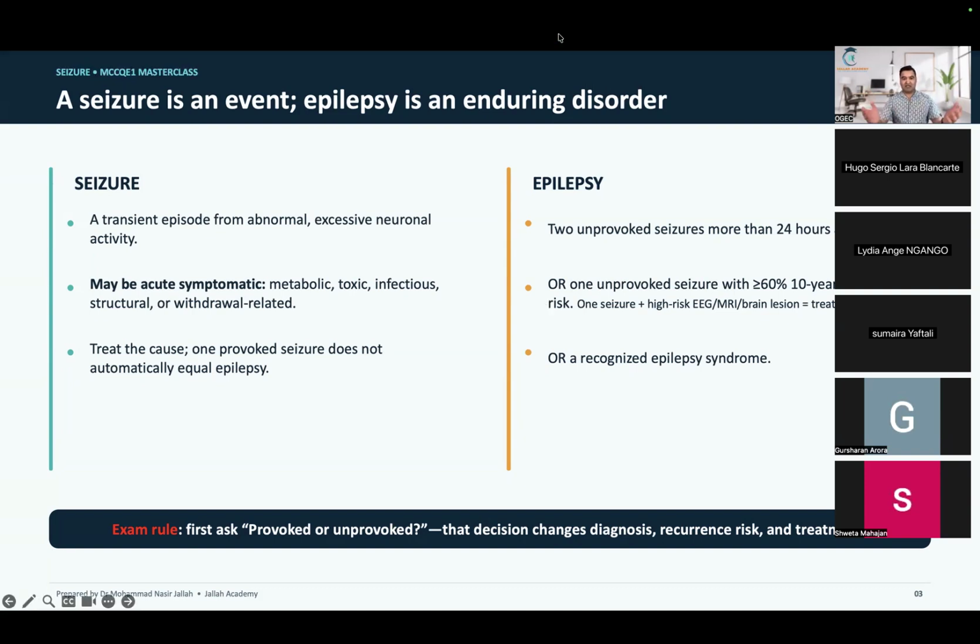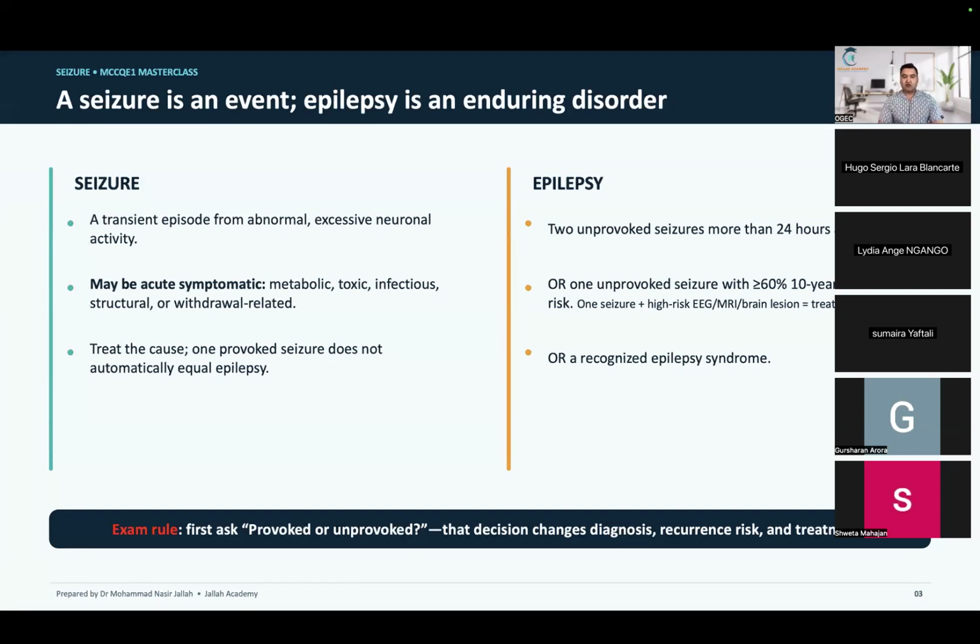For example, let's say you have a patient, and just remember this, I might not have it in the cases, but I forgot to put it here. They may test you on seizures secondary to withdrawal of medication like benzodiazepine. Someone who has been taking benzodiazepine for any reason for a long period of time, suddenly stops taking the benzodiazepine and develops a seizure. So that could be from withdrawal of the medication. Okay, treat the causes. One provoked seizure does not automatically mean it is epilepsy.